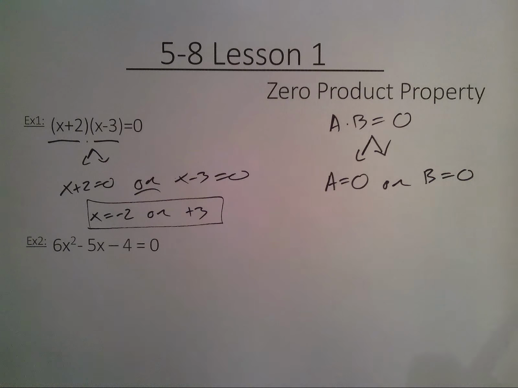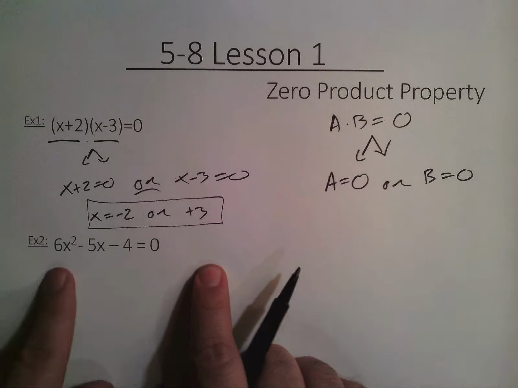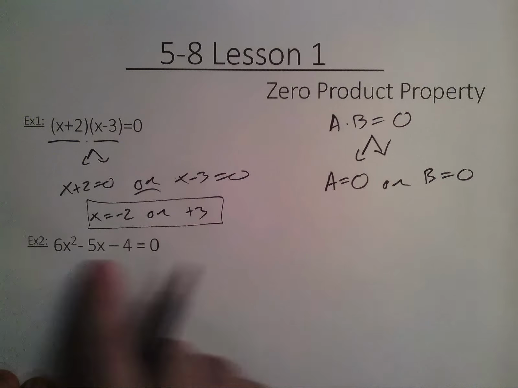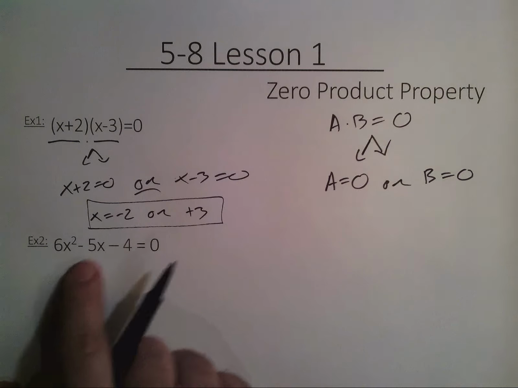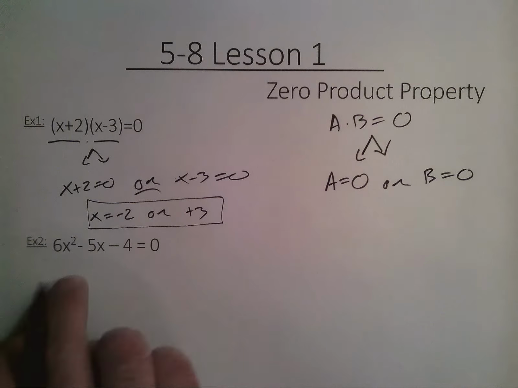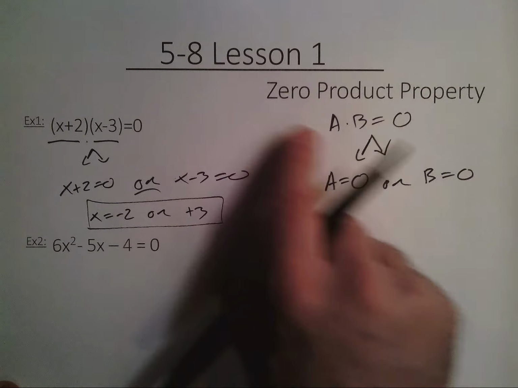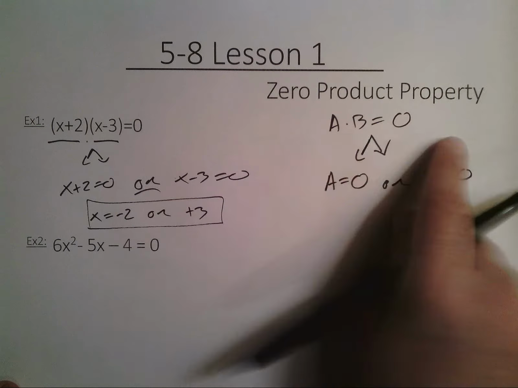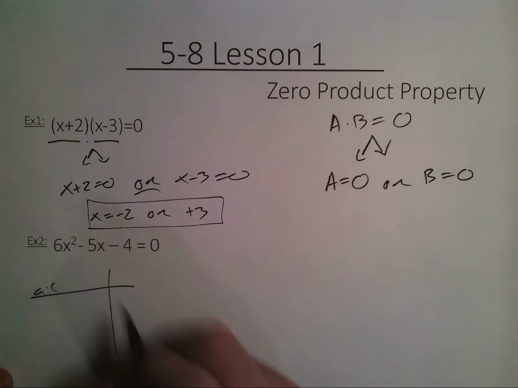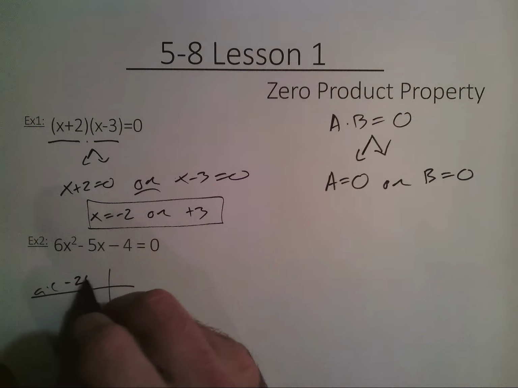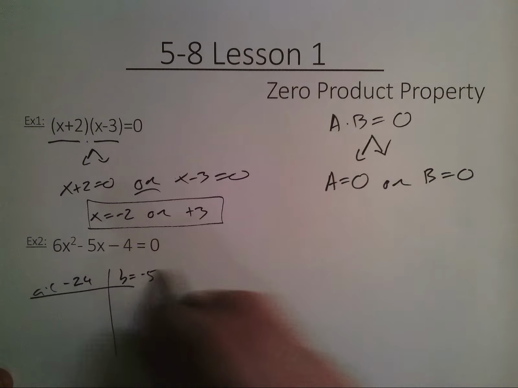Now, really what I want you guys to be able to do is stuff like example 2. So I'm going to use the AC method to try to factor 6x² - 5x - 4 and get two pieces which then equal 0, so then I can use the zero product property. So I'm going to go ahead and use the AC method. So a times c is negative 24 and b is equal to negative 5.